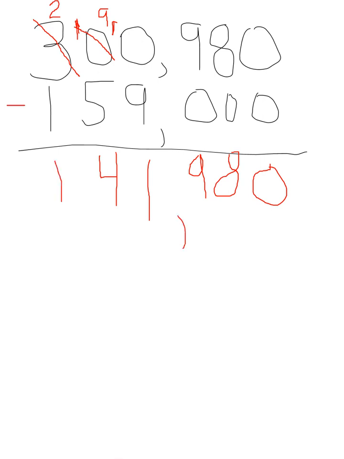141,980. And let's do our inverse operation to see if we're right. 0 plus 0 is 0. 8 plus 0 is 8. 9 plus 0 is 9. 1 plus 9 is 10. 4 plus 5 is 9. 1 plus 1 is 2. Bam, we got it right.